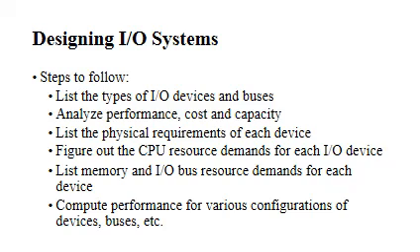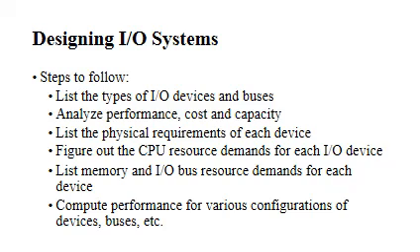In designing an input-output system, the steps to follow are analyzing performance, cost, and capacity using various input-output connection schemes and different numbers of input-output devices of each type. Firstly, we need to list the types of input-output devices and buses and also their codes. Then, list the physical requirements of each device. These include volume, power, connector, bus slots, etc. This won't be a problem for paper examples, but it certainly will be for real systems.